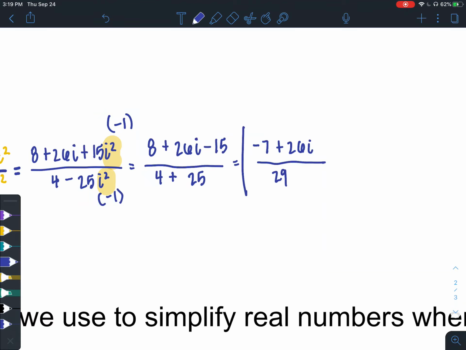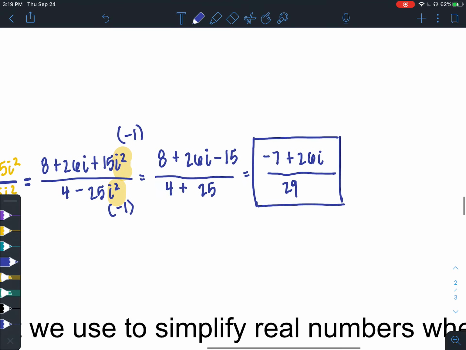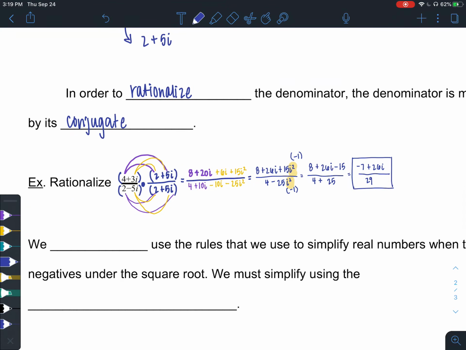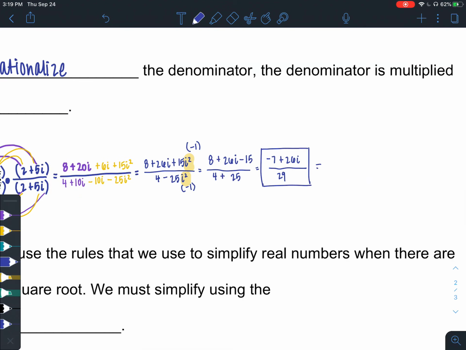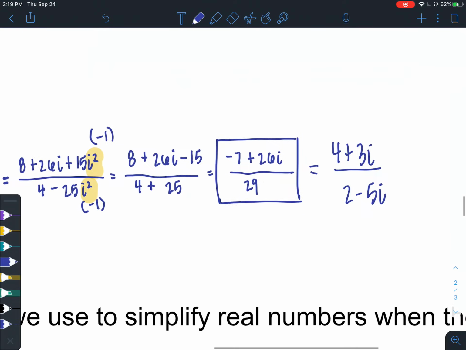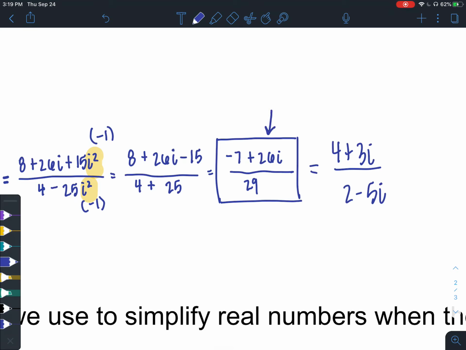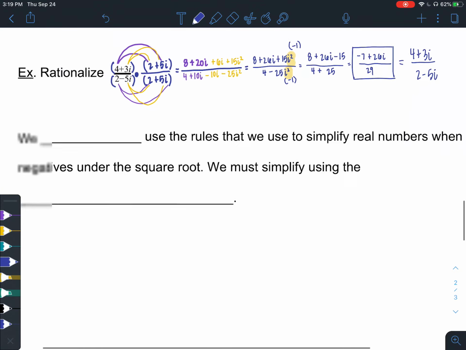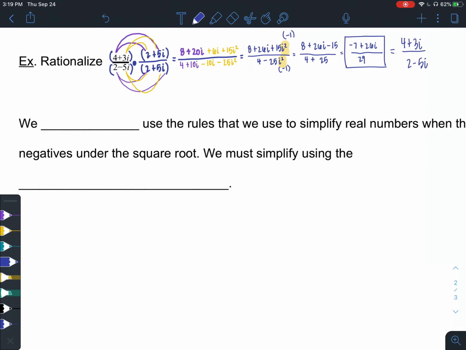So this right here is our new rationalized thing. So this and this, 4 plus 3i over 2 minus 5i, they're the same thing, but this is a nicer version of it, where we have a rationalized denominator by multiplying by the conjugate. So it's a much cleaner way of writing that equation or expression. All right.